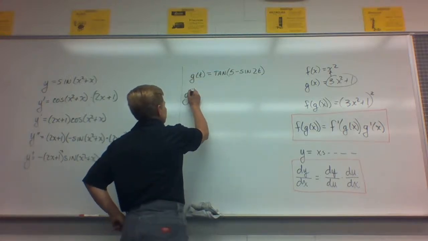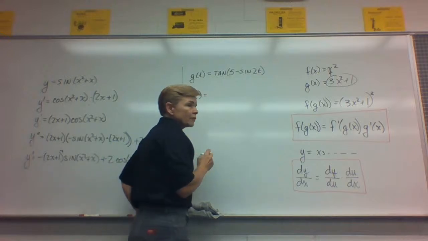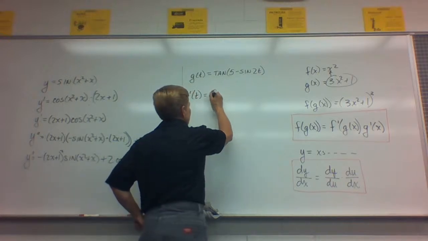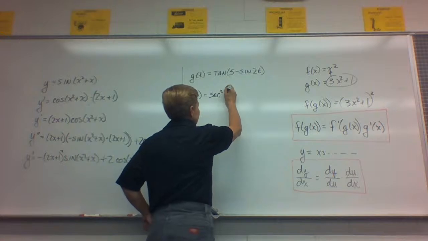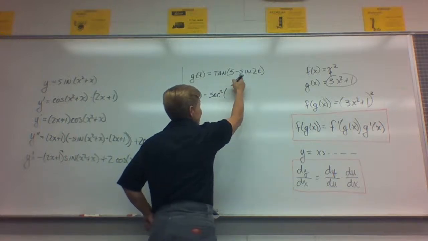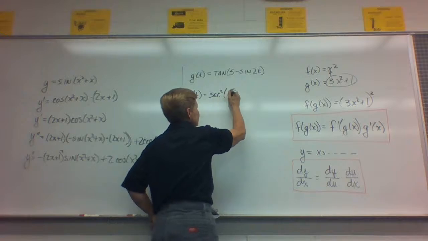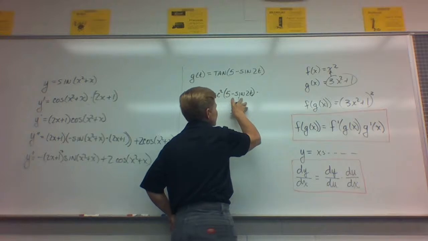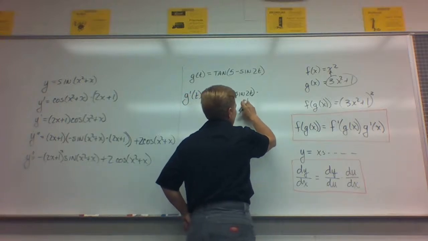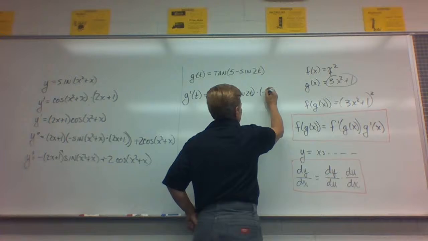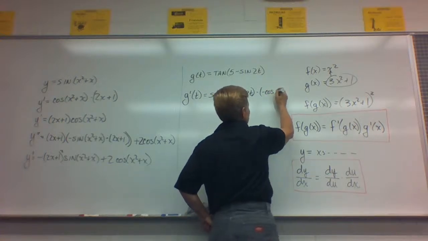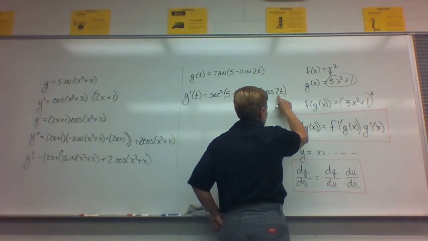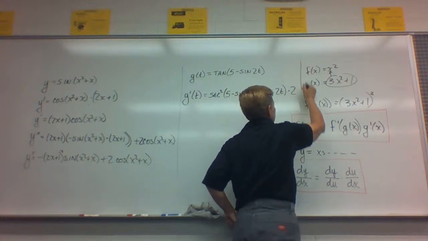Okay, so g prime of t is going to be, first derive the biggest thing you see, the biggest thing going on, which would be what? Yes, tangent's the biggest thing. What's its derivative? Secant squared of what? Of that. That does not change. Only this gets derived. Times, what's the derivative of this stuff now? Negative cosine of 2t, times the derivative of this, which is 2. There's your three link chain.